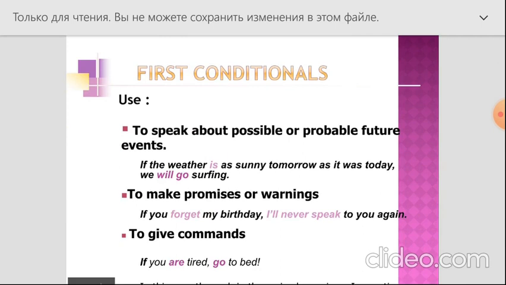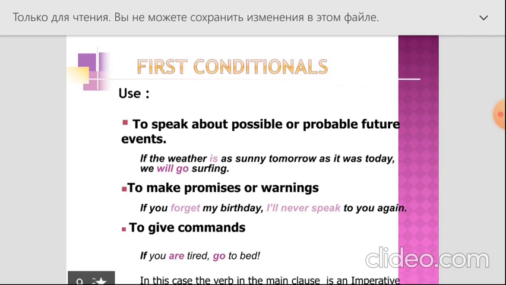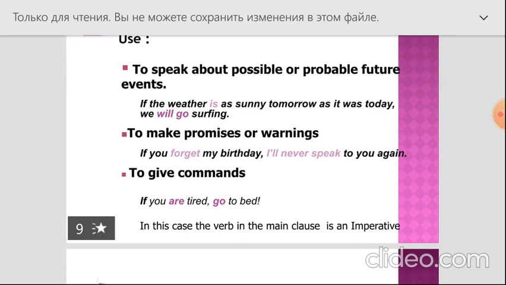Moreover, we use first conditionals to speak about possible or probable future events. If the weather is as sunny tomorrow as it was today, we will go surfing. Next usage is to make promises or warnings. If you forget my birthday, I will never speak to you again. To give commands: if you are tired, go to bed. In this case, the verb in the main clause is an imperative.